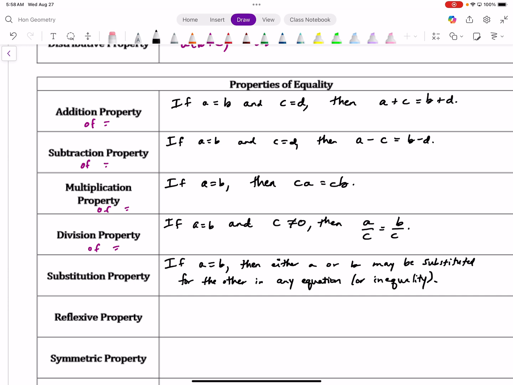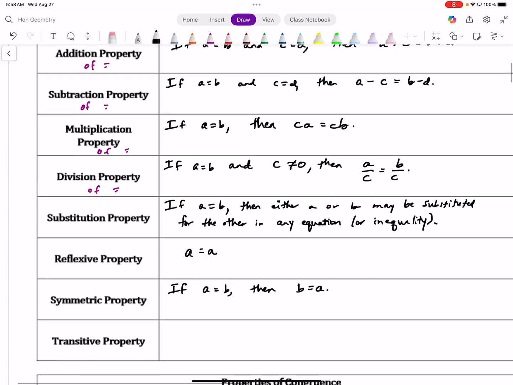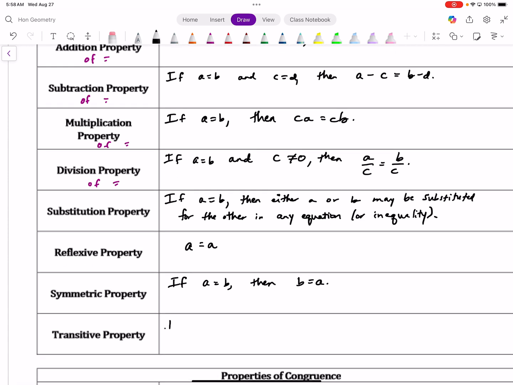All right, this one's going to seem silly. The reflexive property says that A equals A. Anything equals itself. The symmetric property says that if A equals B, then B equals A. Doesn't matter what side of the equal sign you're on. The transitive property says that if A equals B and B equals C, then A equals C. So if one thing equals a second thing, and that second thing equals a third thing, then the first thing has to equal the third thing.